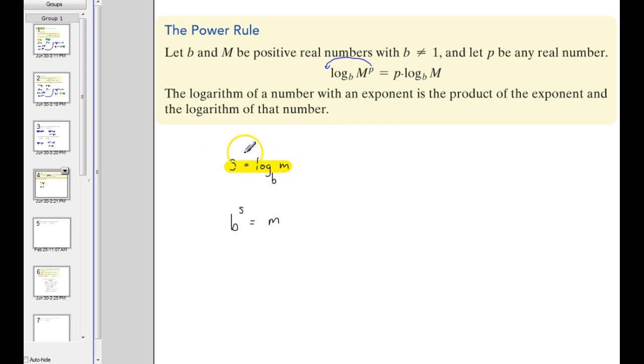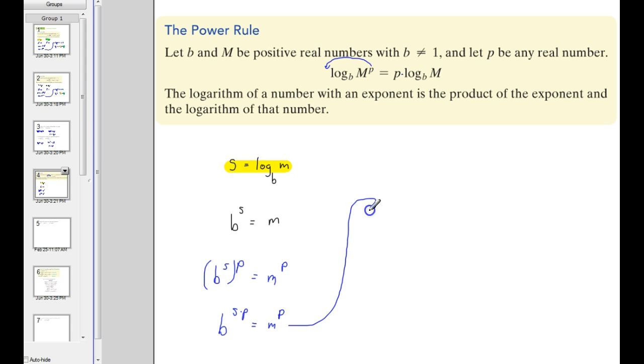So again, the proof of that, to show that it works, we do the same thing that we did before. s equals log base b of m. That means b to the s equals m. Alright, and now I'm going to take b to the s and m, and I'm going to raise both of them to the p power. So if b to the s and m are equal, then they're still equal when I raise them both to the p power. But what happens when you raise powers to powers? Remember, you multiply the powers. So this is b to the s times p equals m to the p.